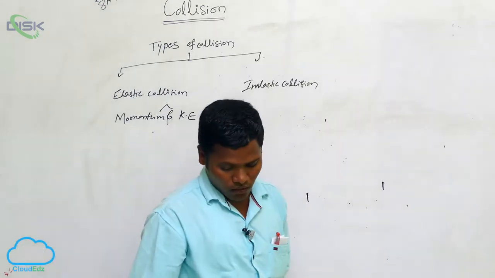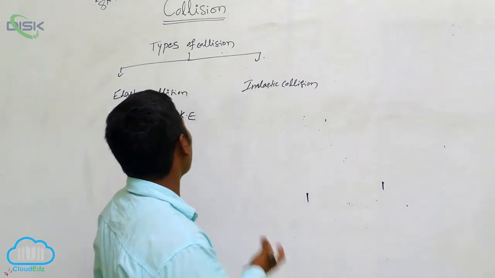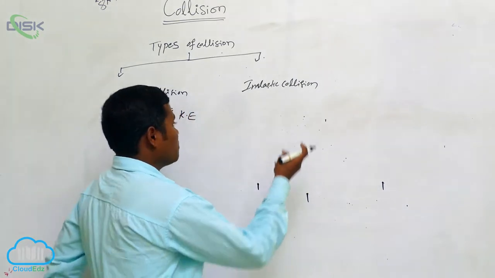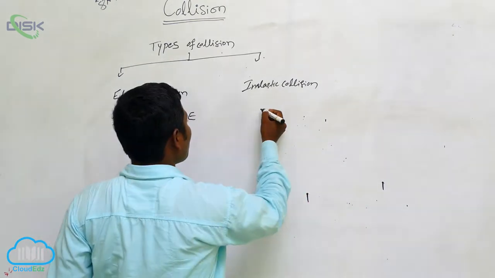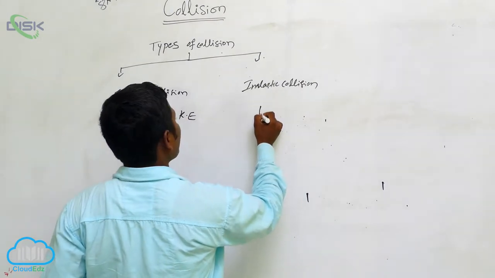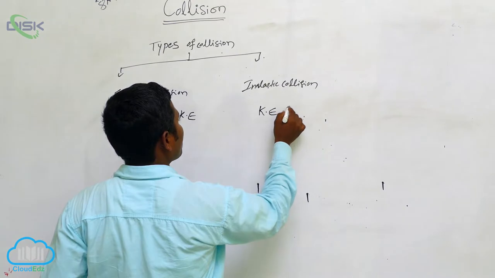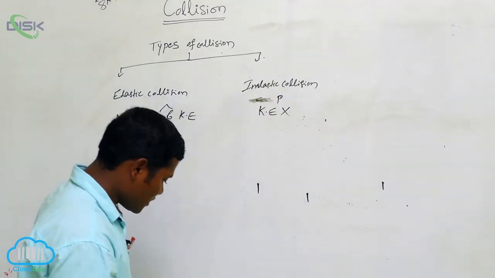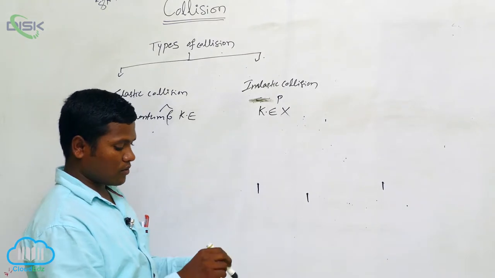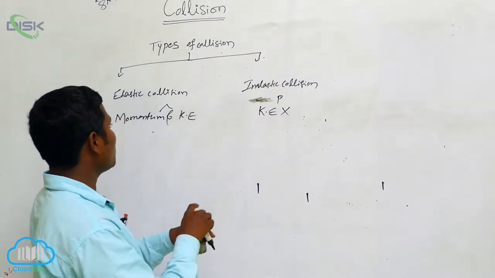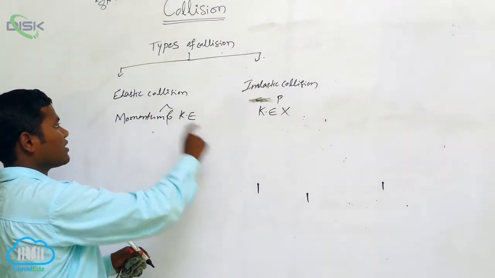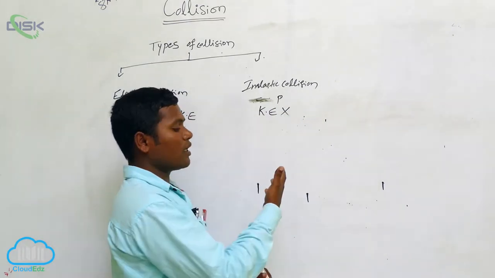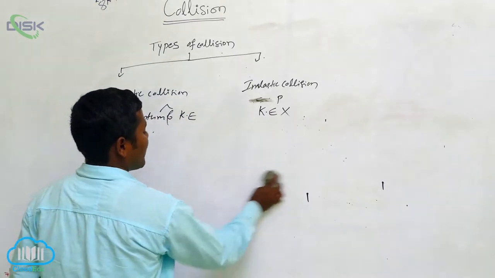When it comes to the inelastic collision, only momentum is conserved. There is no conservation of kinetic energy. Then we say that is an inelastic collision. Only momentum will be there; kinetic energy won't be followed. Momentum is generally denoted by the letter P. In this way we have two types of collisions: elastic and inelastic. If momentum and kinetic energy both exist, it is elastic. If only the law of momentum holds and kinetic energy is not followed, it is inelastic.